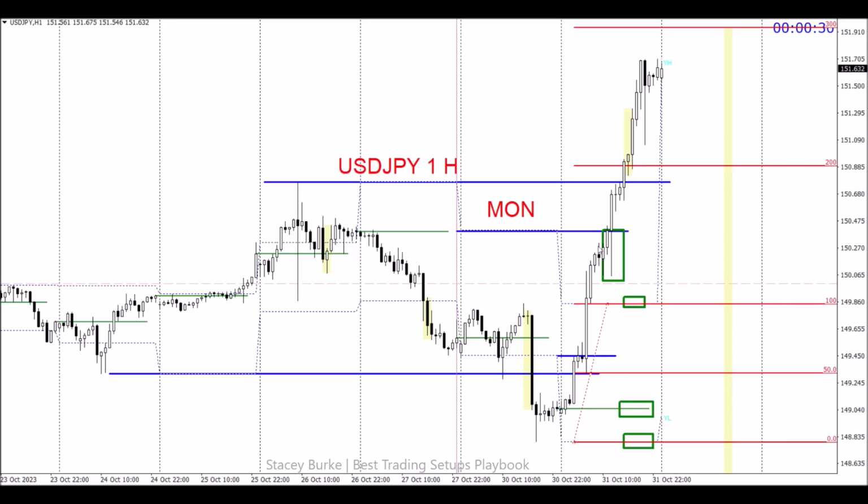So if I'm going to be taking a trade and I'm going in a long direction, that 50% level is significant if I have no other level present. Now this was a low of the week level. So that level was significant.